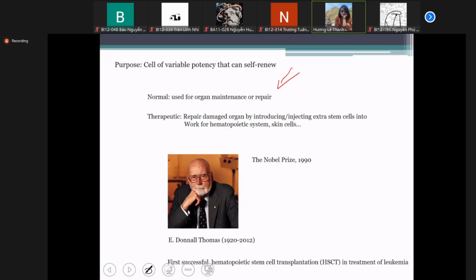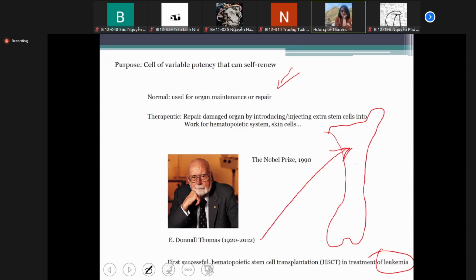Remember, do you know leukemia? Leukemias. Inside your bone marrow, in the normal case, you have hematopoietic stem cells, and they can produce numerous blood cell types. But in some cases, one type of blood cell is increased too much, causing leukemia.